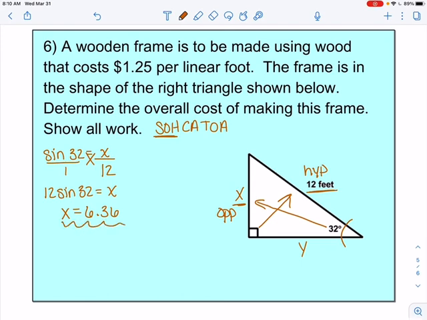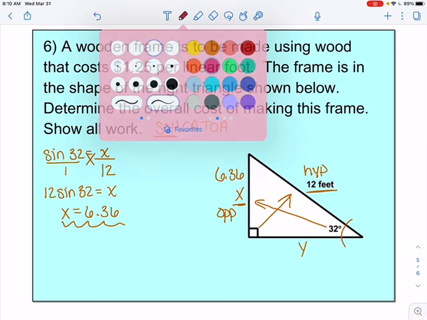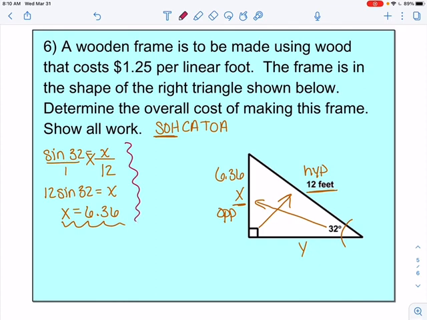So now I need to find Y. Since you know this side is 6.36, you could use the Pythagorean theorem now to find that third side. Or again, just to keep reviewing trig here, I'm going to use trig again to find my Y value. So I'll stick with 32. You could use this side over here, but I'm going to stick with this side and this side to make my next trig function.